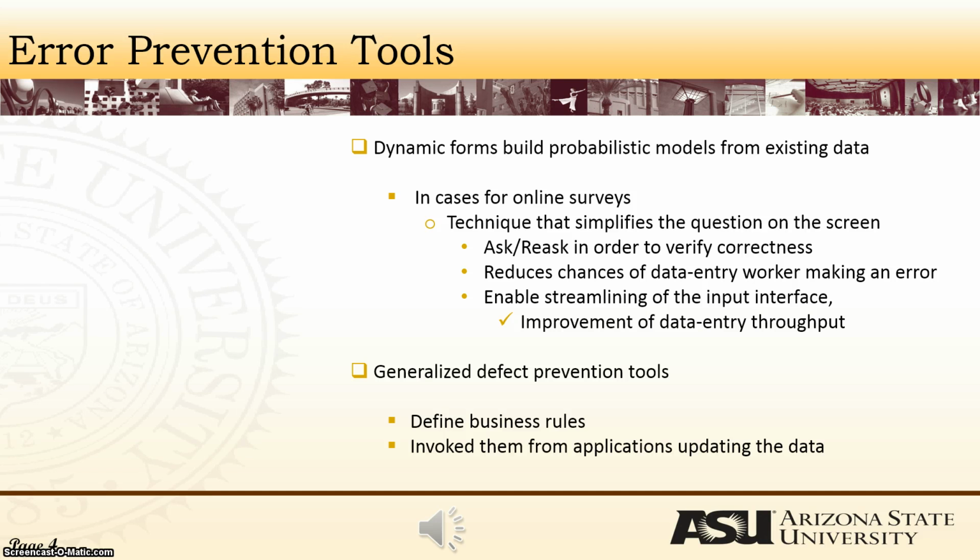Error prevention tools are end-to-end systems that can improve data quality and efficiency at the point of entry. Dynamic forms build probabilistic models from existing data based on erroneous entries, so these dynamic forms can re-ask and reformulate posed questions in order to verify their correctness. This is an error prevention technique that simplifies the question in a way that reduces the chances of a data entry worker making an error. This mechanism predicts the most likely answer to a reformulated question.